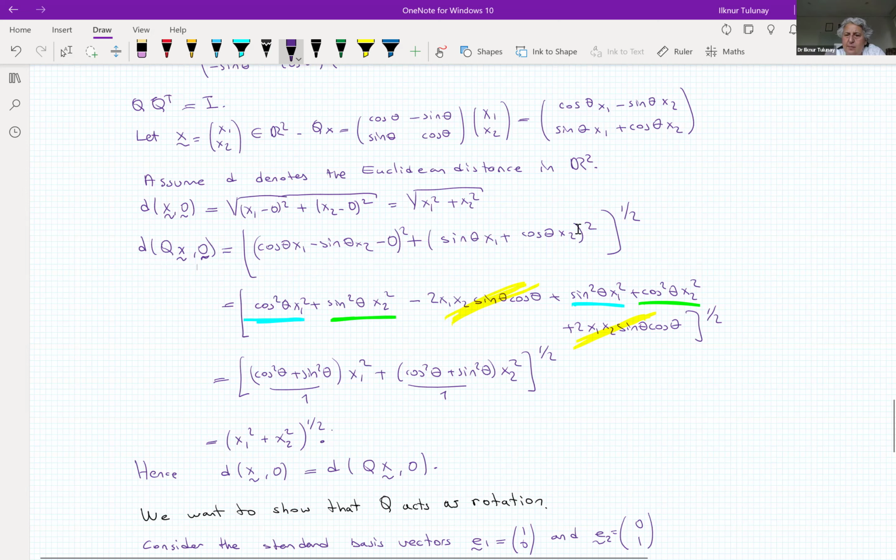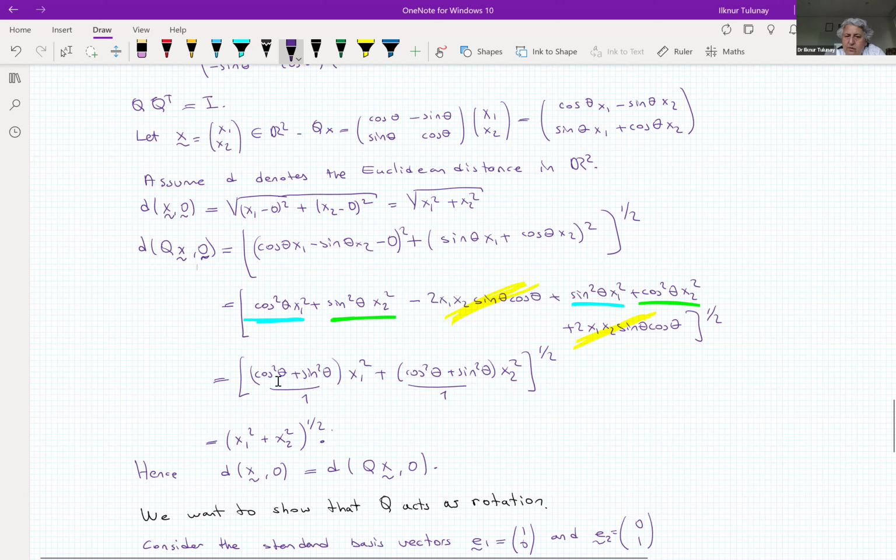Opening up this square, we have sine square theta x1 square plus sine square theta x2 square. And then this times this twice: this is 2 x1 x2 sine theta cosine theta. And from here we will have the plus of those. We also have the squares of this and of this. So we have cosine square theta x1 square here and cosine square theta x2 square here. That will give us x1 square, this together will give us x2 square, and this one cancels out.